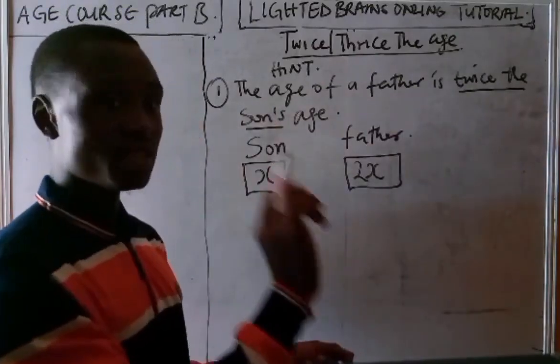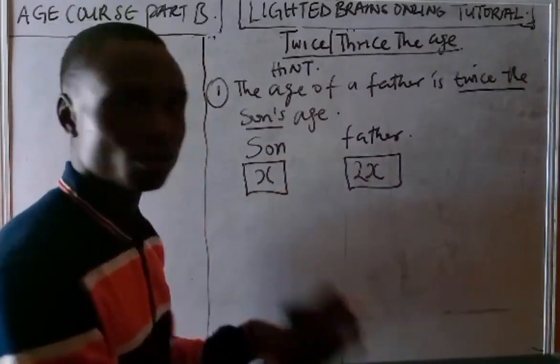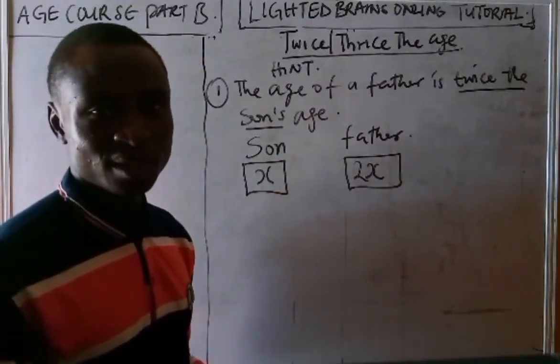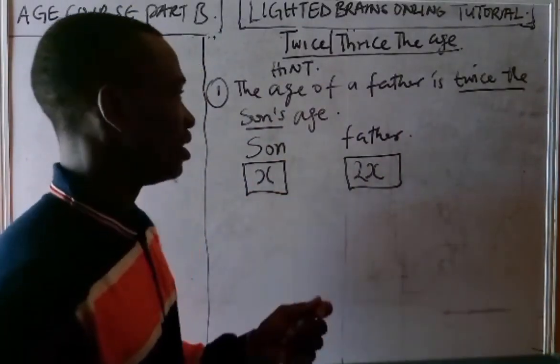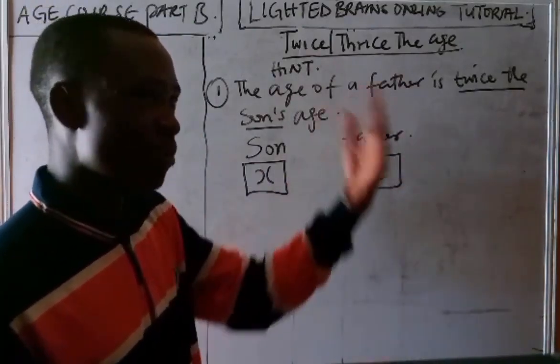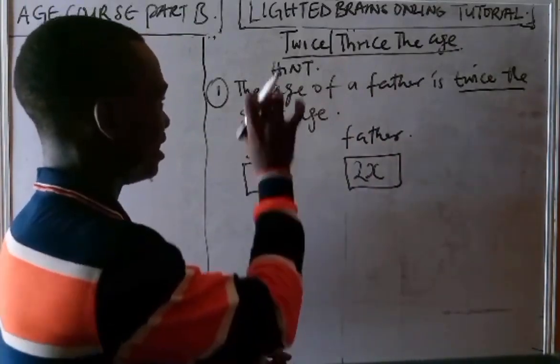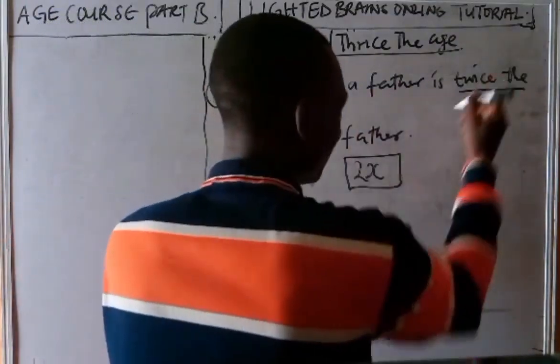If you can understand this concept very well, if you can get how to analyze it, it is very, very simple. Do you understand now? There's one past question I saw something like this: twice and more, something like that. So please just take note of all these things. The age of a father is twice, especially this word.